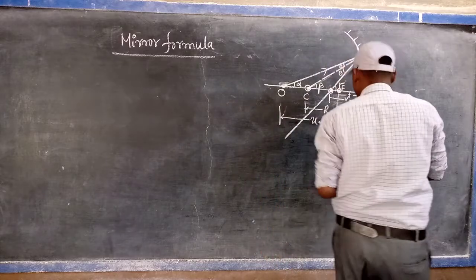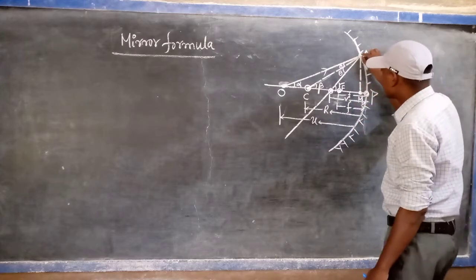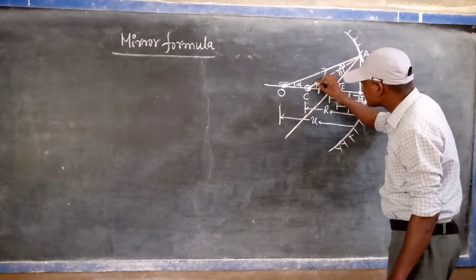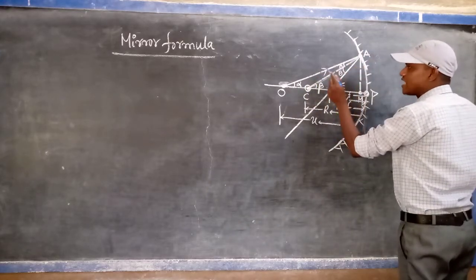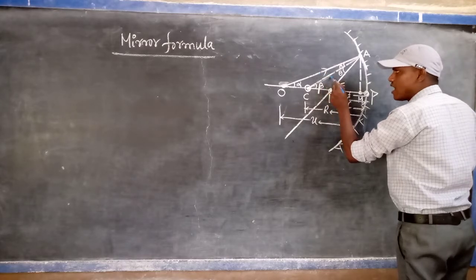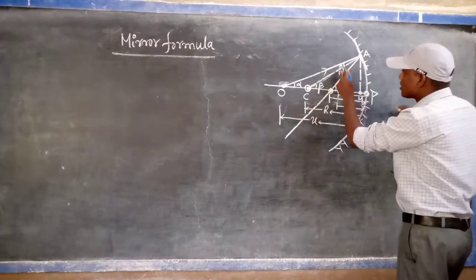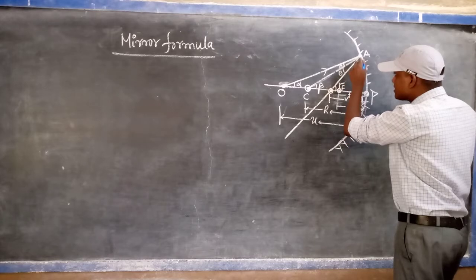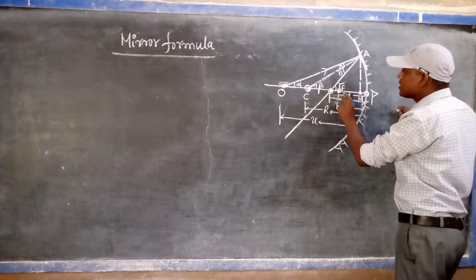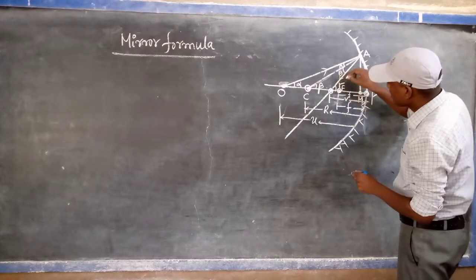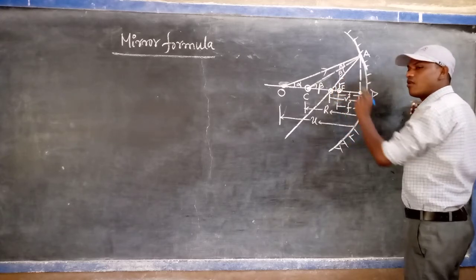You draw a tangential line, and with the help of the tangent, we draw a normal at this point. This is the incident ray, and this is the normal. The angle between the incident ray and the normal is called the angle of incidence. Next, when it falls, it will be reflected. The reflected ray passes like this, not exactly through F. This is the reflected ray. The angle between the reflected ray and the normal is called the angle of reflection.